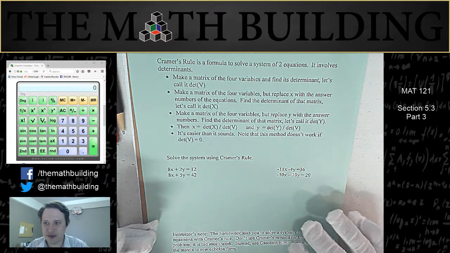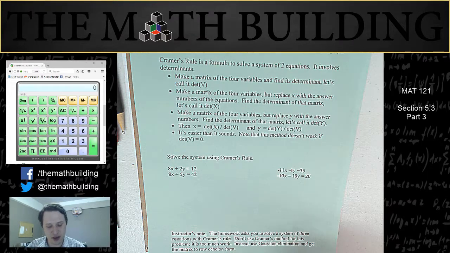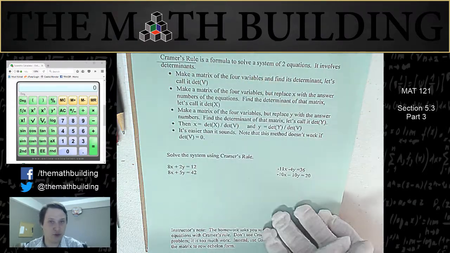All right, welcome to the last part of section 5.3. Let's actually use these determinants to do something useful. One of the ways we use determinants is with a method called Cramer's rule, which is another way to solve a system of two equations.